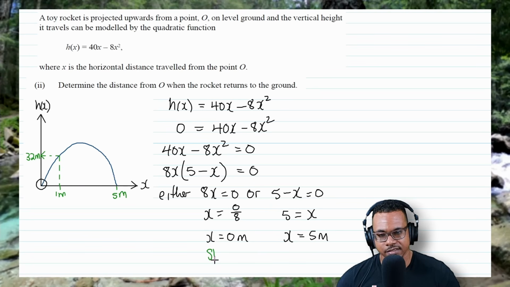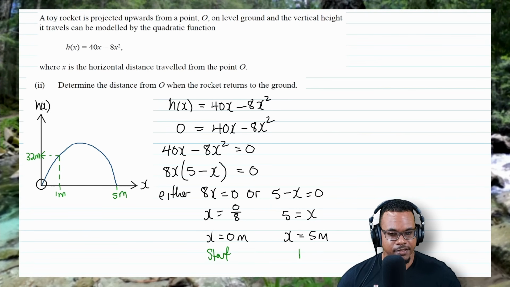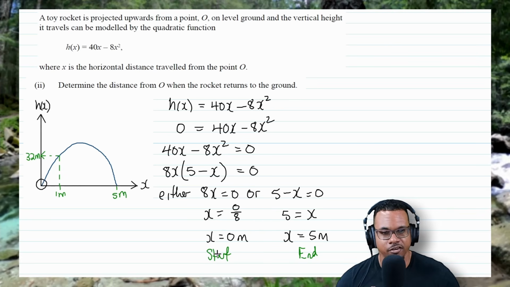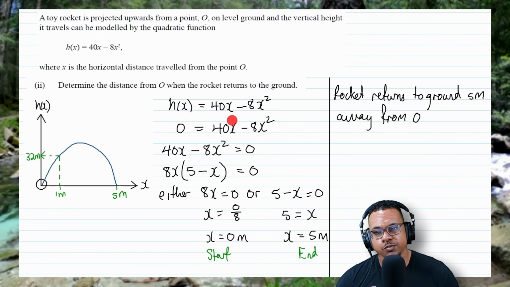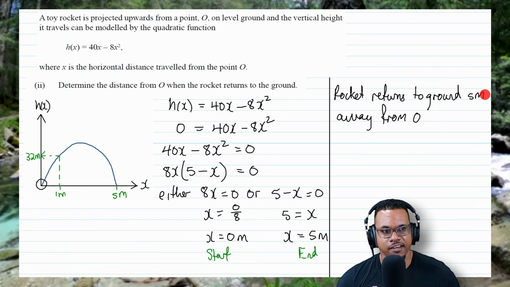So I'm just going to put start here and end here, meaning it starts at 0 meters and ends at 5 meters in terms of horizontal distance. All right, so here I'm making my statement that the rocket returns to the ground 5 meters away from O. So remember when we did this working, we got 2 answers. So I'm just specifying that this is my answer, the 5 meters.